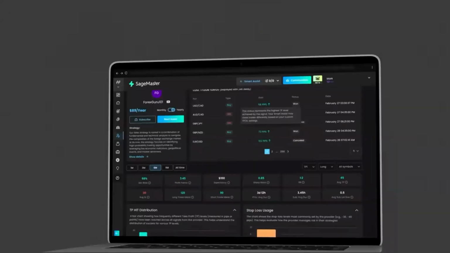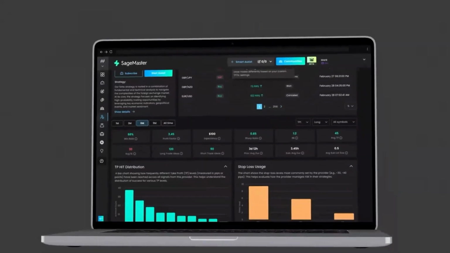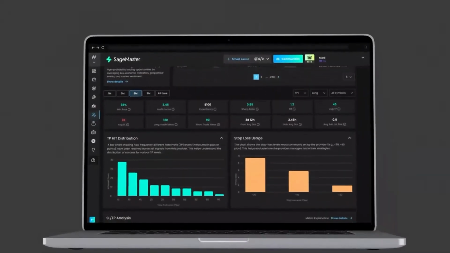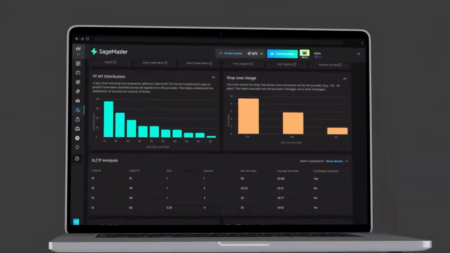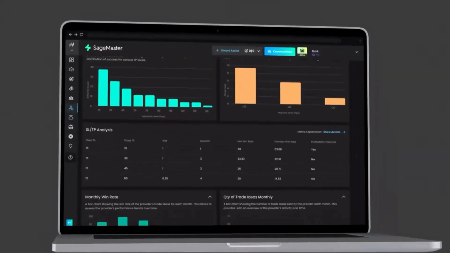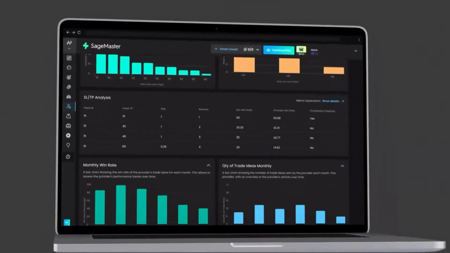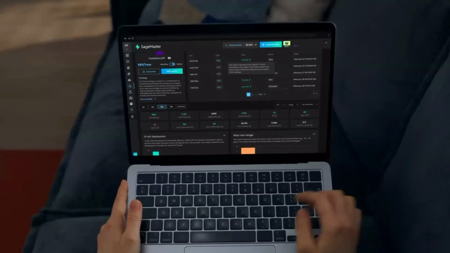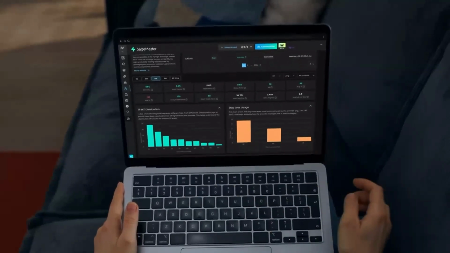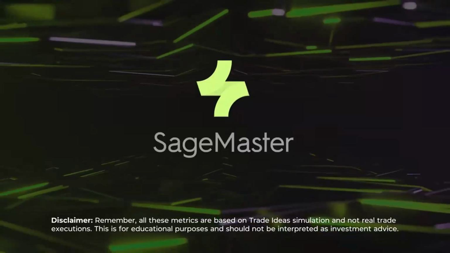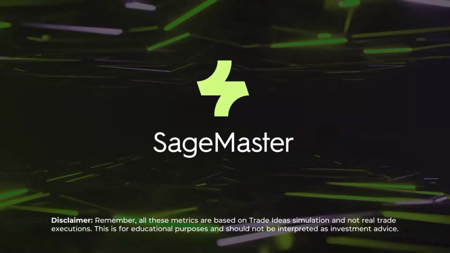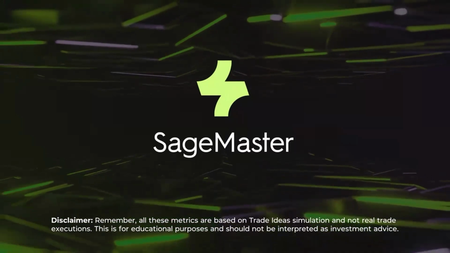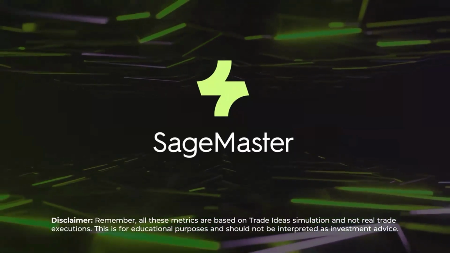These tools allow you to evaluate providers beyond raw numbers by examining their strategy, consistency, and performance insights. You can customize your analysis using filters to better understand and learn more effectively. To get started, it's recommended to test your strategy first using a demo account. Remember, all these metrics are based on trade ideas simulation and not real trade executions. This is for educational purposes and should not be interpreted as investment advice.